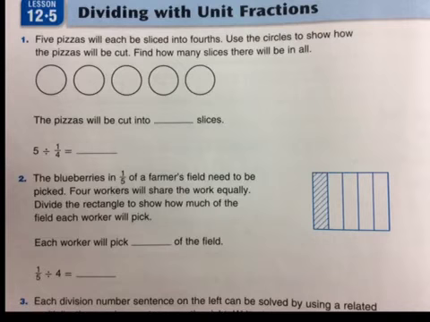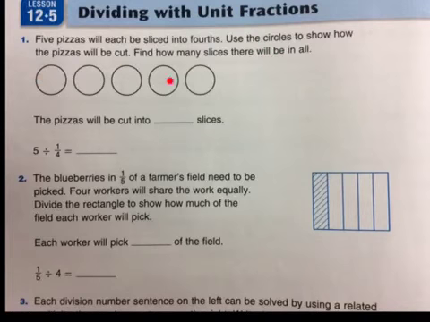And for the next page, boys and girls, we're going to continue with ratios and fractions. Here we go. 5 pizzas will each be sliced into fourths, 4 parts each. Use the circles to show how the pizzas will be cut. Find how many slices there will be in all.